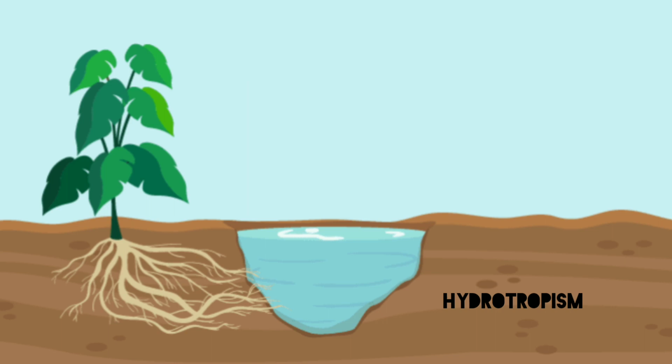Next one is hydrotropism. Hydro means water, tropism means movement. Movement of plant towards water is called hydrotropism. So the plants which are growing near the shores of water will always grow their roots towards water. That means the plants which are growing near the water will always pass their roots towards water for their growth. So that type of movement of plant roots towards water is called hydrotropism.